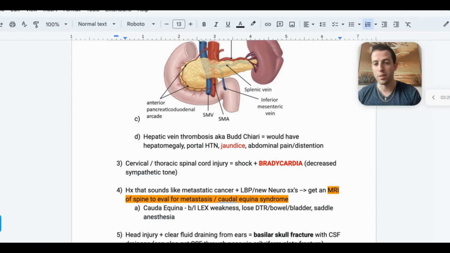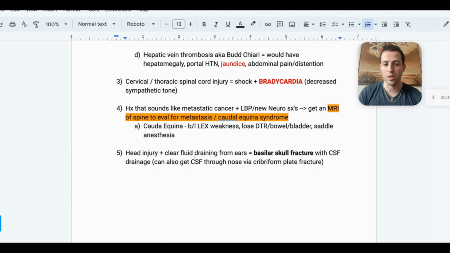But if you are a little bit shaky on your Step 1 anatomy, think of what kind of clues can clue you in. So if you see pancreatitis plus varices, you're thinking splenic vein thrombosis. If you see jaundice plus thrombosis of a vein and you don't know where it is, it's probably going to be the hepatic vein, aka Budd-Chiari. So moving on, number 3.